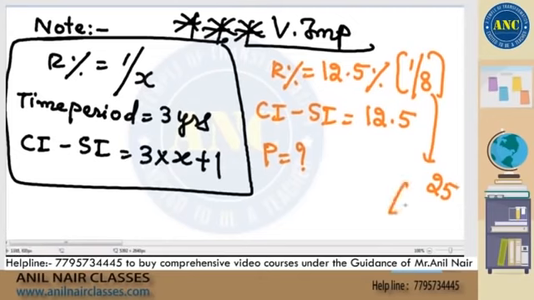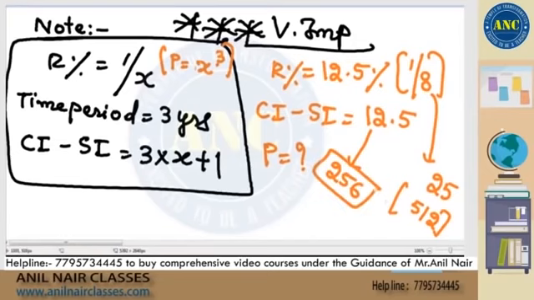25 is for if the principal is denominator power 3, or x power 3. This is for x power 3. 3 8s are 24 plus 1, 25. 25 is for 512. 12.5 is half. Directly it is 256.